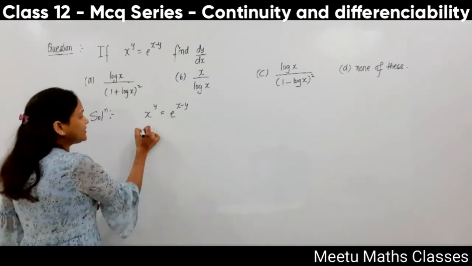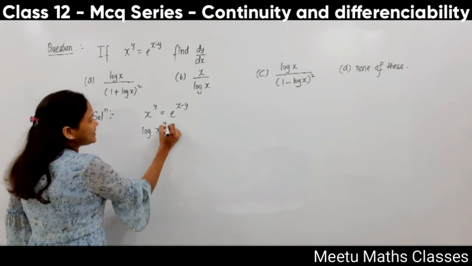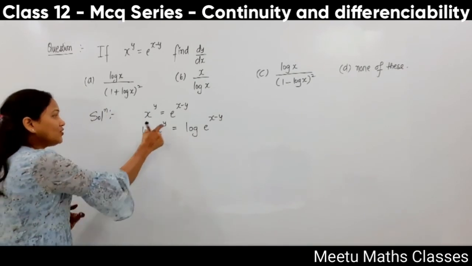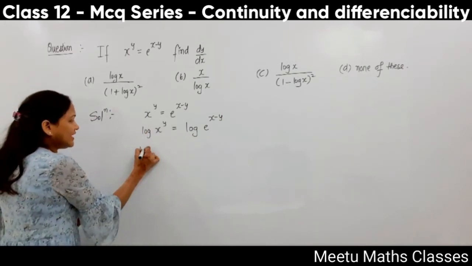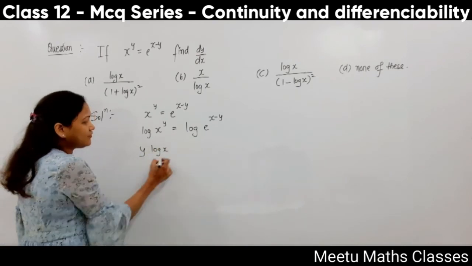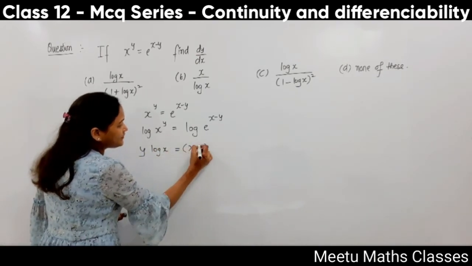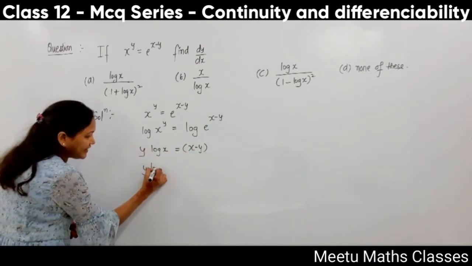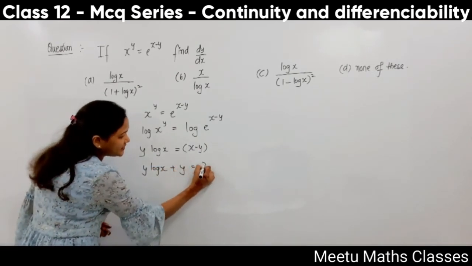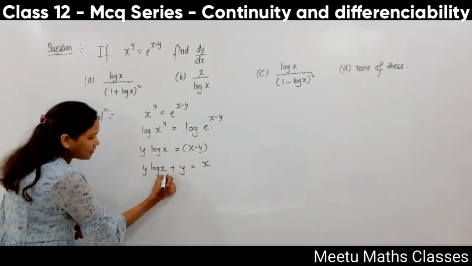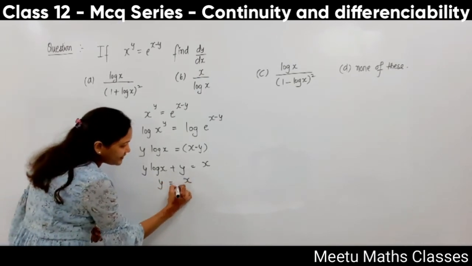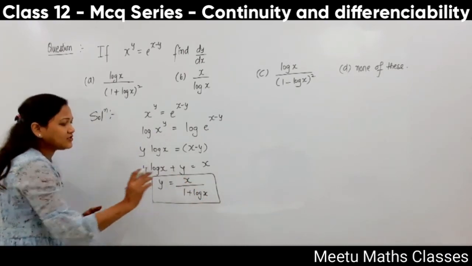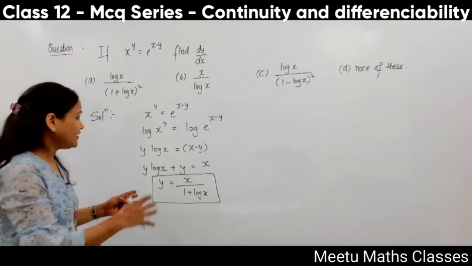So you can take log on both sides. Log of x raised to power y is equal to log of e raised to power x minus y. So the power will come in front of log. So y log x is equal to x minus y, since log e is 1. Now bring y here, then this is equal to x, y into 1 plus log x. So 1 plus log x can be taken here. Now this will become y as a function of x. Now you can differentiate it.